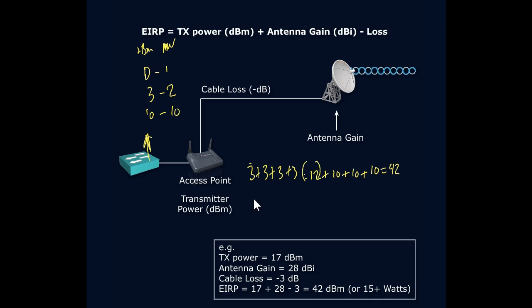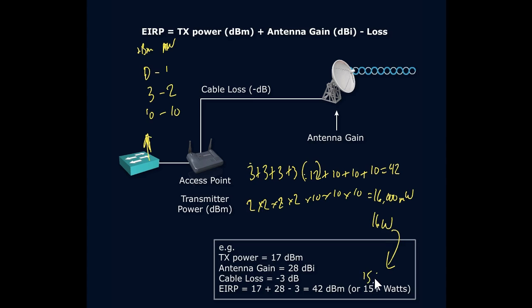What that means is for every 3, remember that becomes a 2 in terms of power strength. So we're doubling the power each time we add 3 decibels. So 2 times 2 times 2 times 2 times 10 times 10 times 10. So 2 times 2 is 4, times 2 is 8, times 2 is 16, times 10 is 160. Times 10 is 1,600, times 10 is 16,000 milliwatts, or 16 watts.